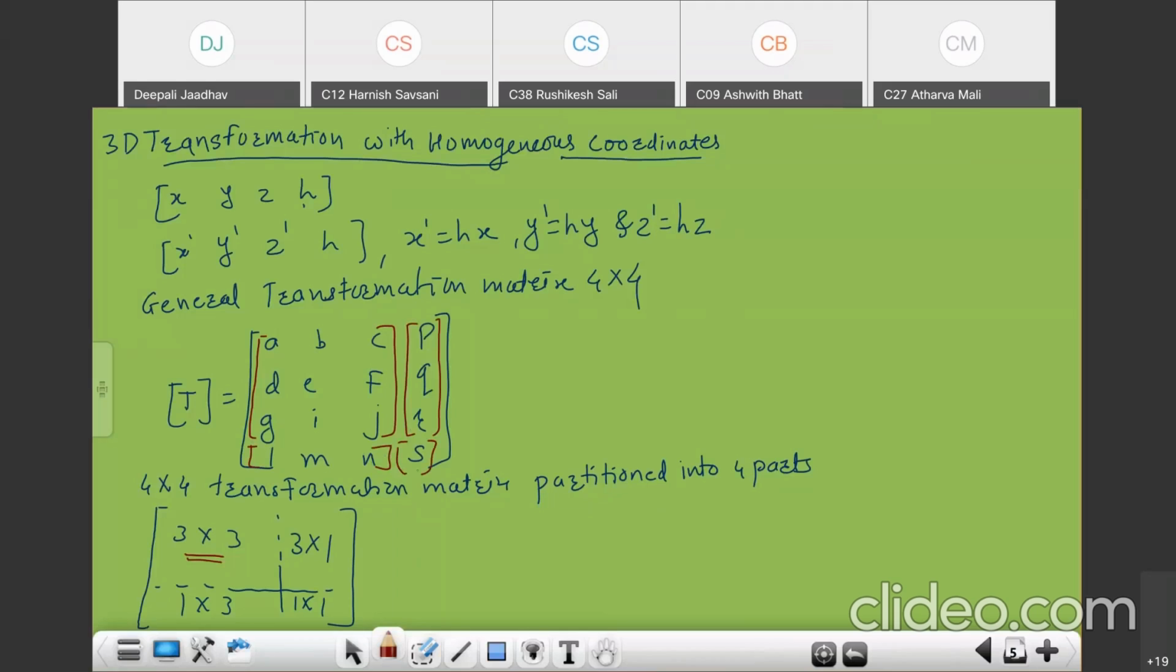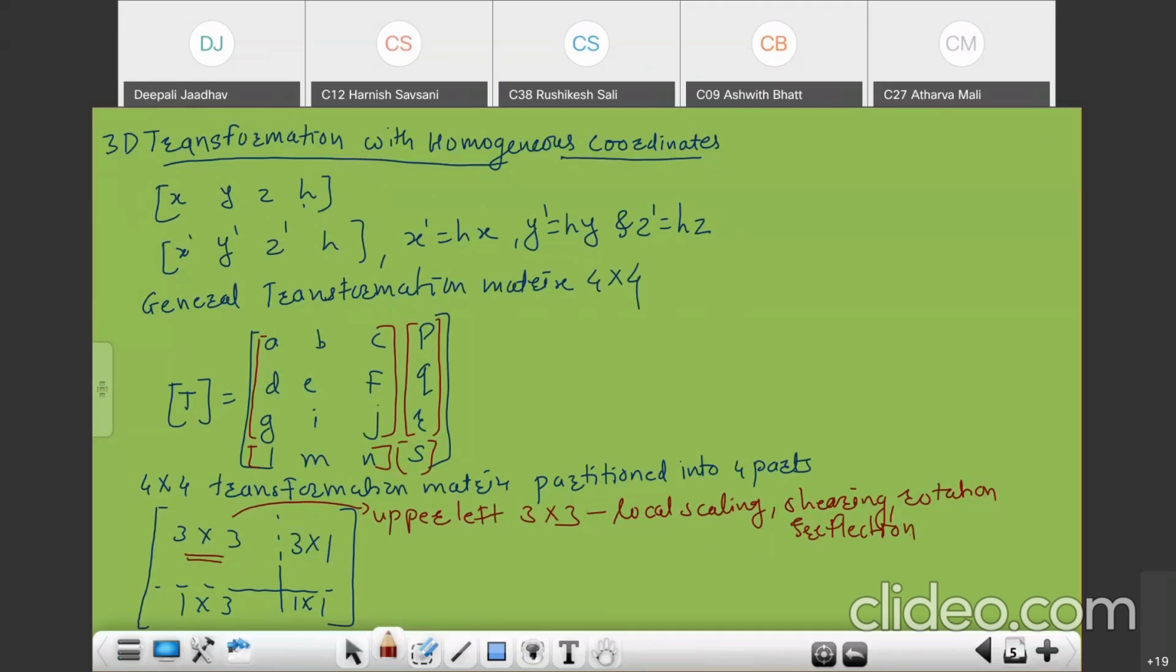Now what do these 4 parts indicate? This upper left 3 by 3 matrix, what purpose is it used for? It is used for local scaling, shearing, rotation, and reflection.